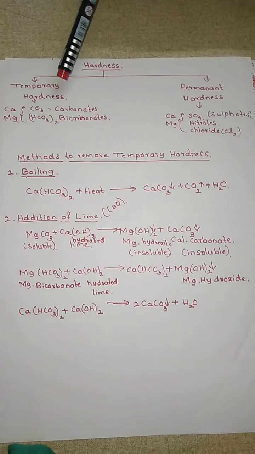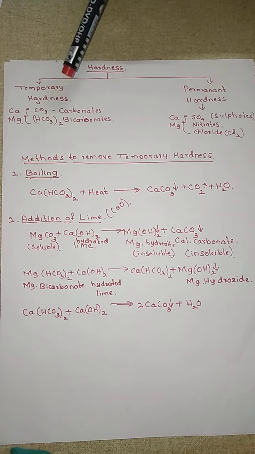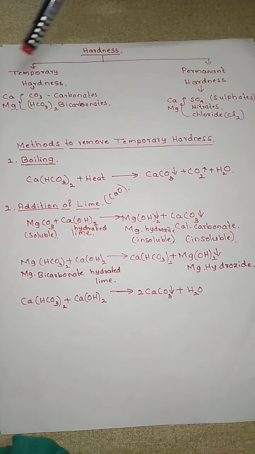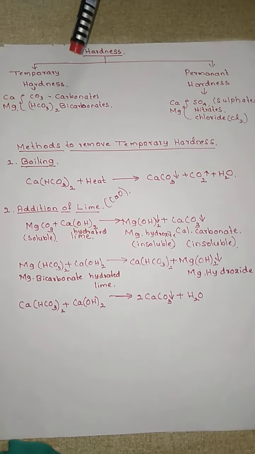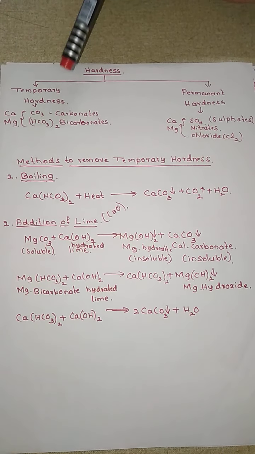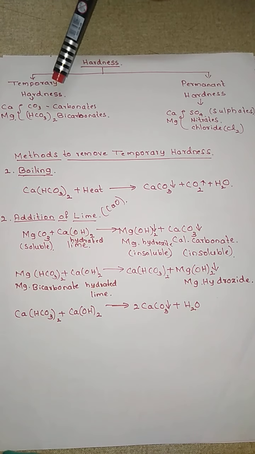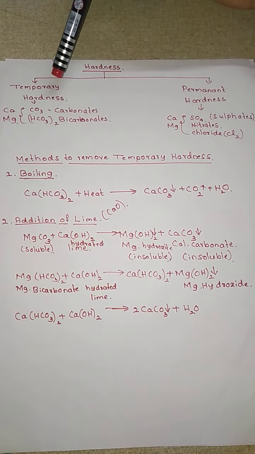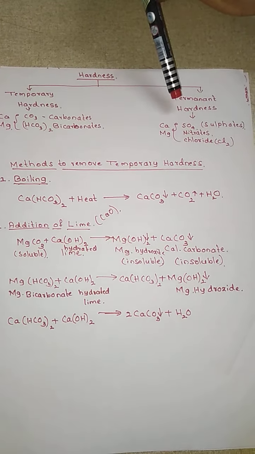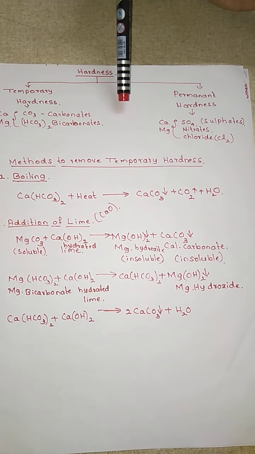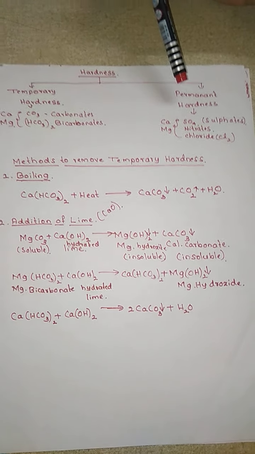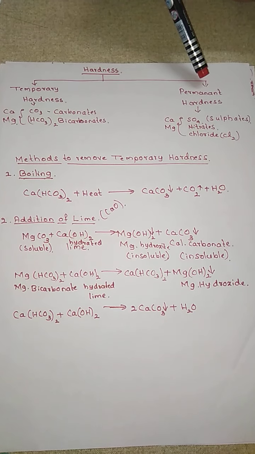Now temporary hardness, how can it be removed? The hardness which can be removed by boiling or the addition of lime is called temporary hardness, or we can define it as water which forms a lather after treating with soap. So this is called temporary hardness. And what is permanent hardness? Even though water reacts with soap, it does not form a lather, or too much soap is consumed. That is called permanent hardness.